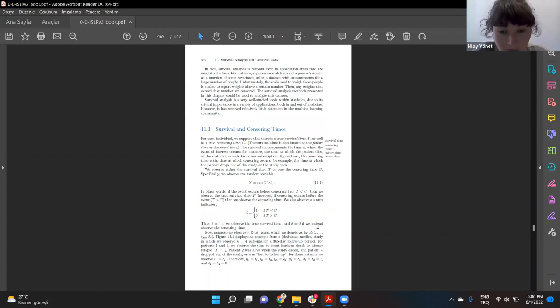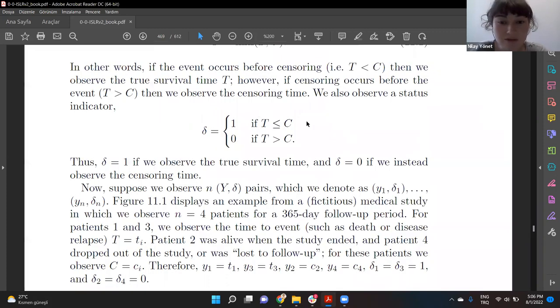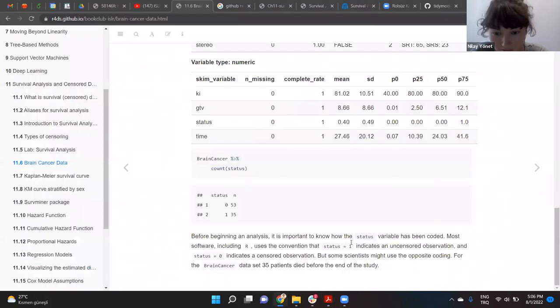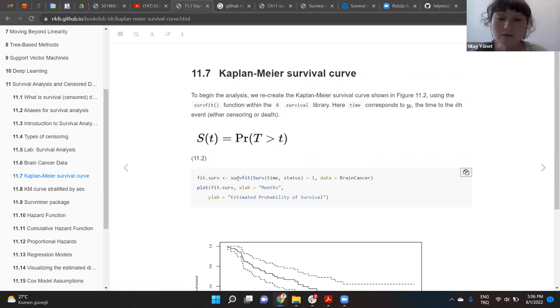Okay, yes. If the event happens before the censoring, it's one. So uncensored is one and censored is zero. We can go back. Uncensored is one, same logic. And it says that 35 patients died before the end of the study. Then, I suppose there were 88 patients. Sorry, any questions?